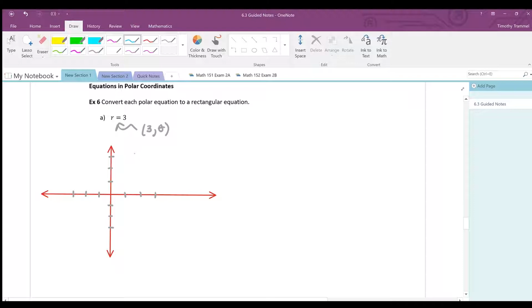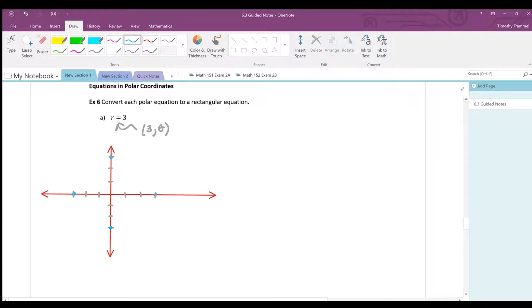And the next thing I'm going to do is just plot some points where r is equal to 3. Again, it doesn't actually matter what theta is here. So r equals 3 just means we're 3 units from the origin. So some easy spots would be maybe where y equals 3, x equals 0, or x equals 3, y equals 0, or maybe these other two. Right? Those are all easy.